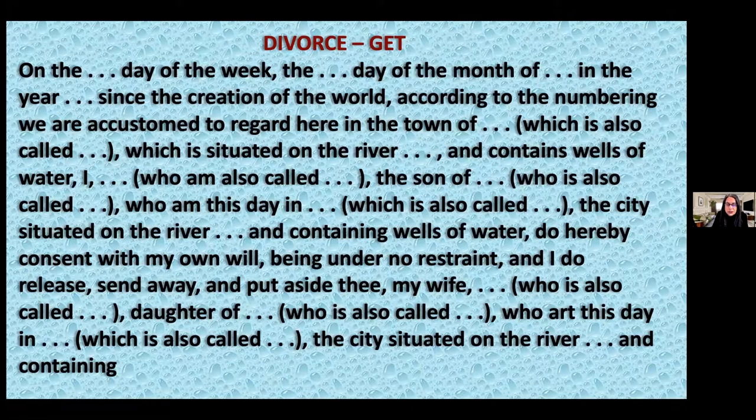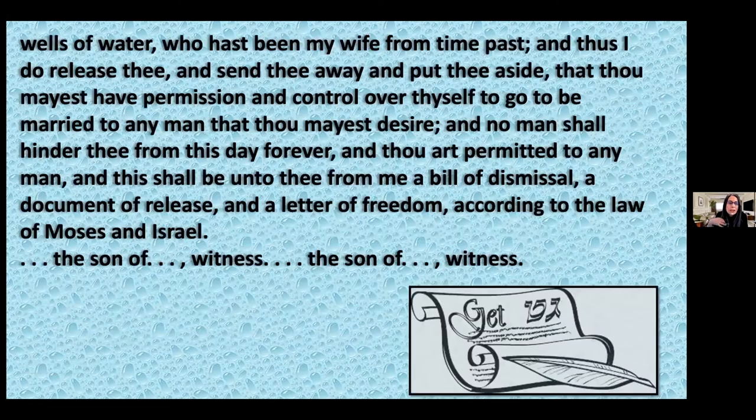I, the son of so-and-so here in this town near the river, consent of my own will and release my wife, whose name is such and such. Okay, next one. And she's been my wife, and I release her and I send her away and put her aside, that you can have permission now to go and marry another man. And no other man is going to stop you from doing this. You're permitted to another man, and so on.